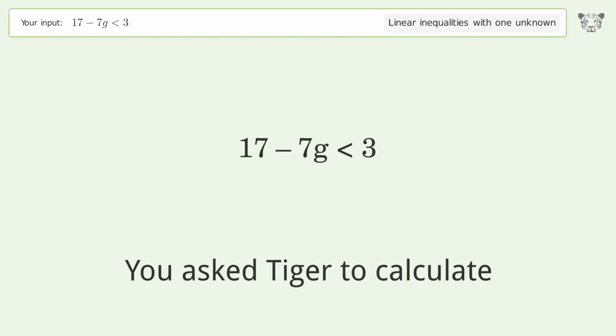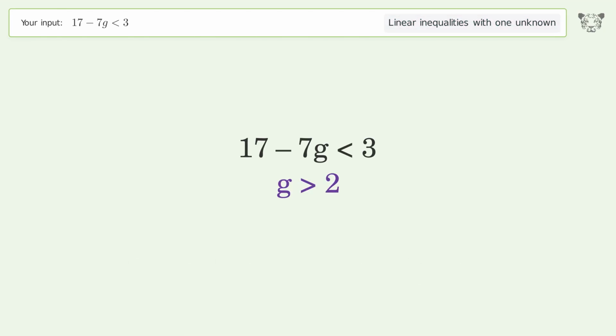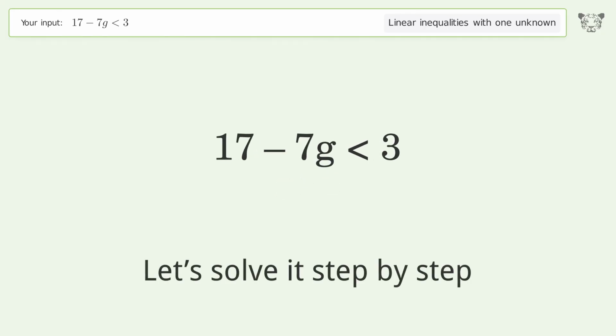You ask Tiger to calculate. This deals with linear inequalities with one unknown. The final result is g greater than 2. Let's solve it step by step.